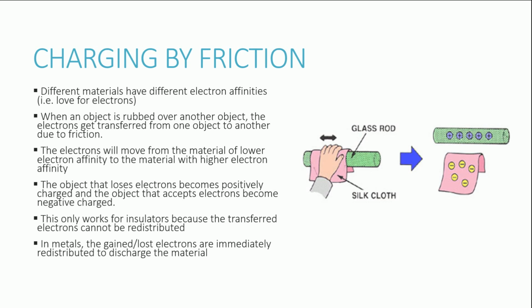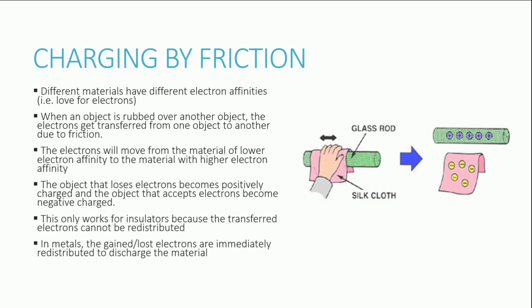The object that loses electrons becomes positively charged, because if we think of a material as neutral, meaning there's equal positive and negative charge, then if it's overall losing electrons, it's going to become positively charged, right? Oppositely, the object that gains or accepts electrons becomes negatively charged, because if an object is neutral and gains some electrons, there's more negative than positive now, so overall it has a negative charge.